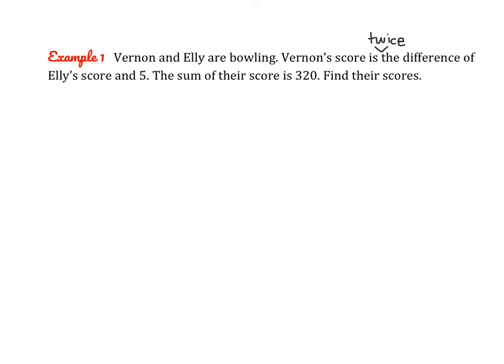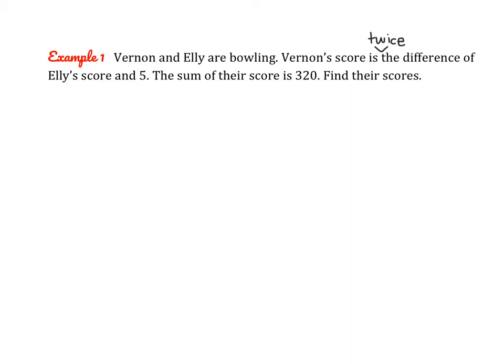All right, so let's give this first example a try together. Vernon and Ellie are bowling. Vernon's score is twice the difference of Ellie's score and 5. Sorry, I meant to write in twice here, so make sure you add that in. The sum of their scores is 320. Find their scores. So first we need to define a variable.